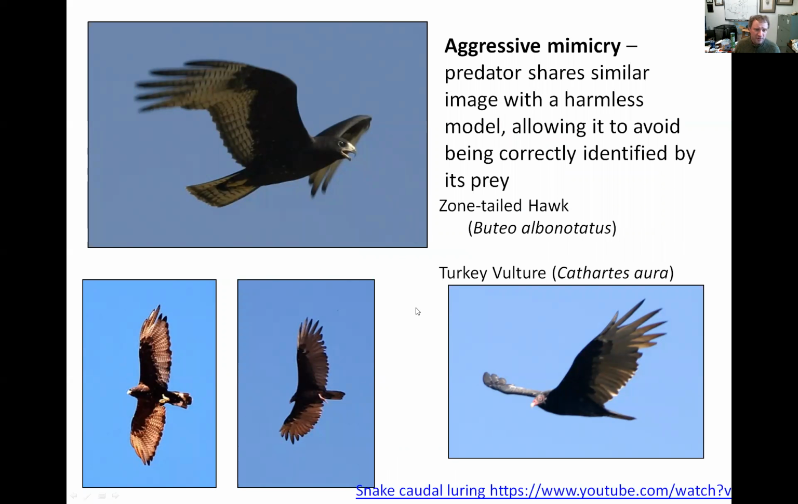Okay, another type of mimicry that I've alluded to a little bit already is aggressive mimicry. This is where a dangerous, aggressive animal resembles a species that is not harmful. What this does is let the aggressive animal not be correctly identified as being aggressive by potential prey. So a bird example of this, we've seen turkey vultures on some of our field trips. Turkey vultures have this really distinctive posture where they hold their wings up in a V.